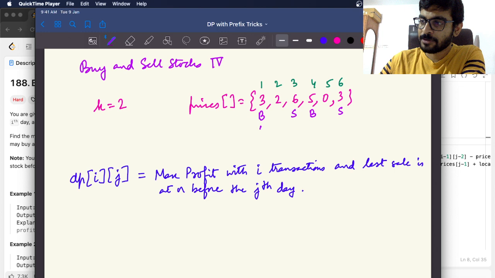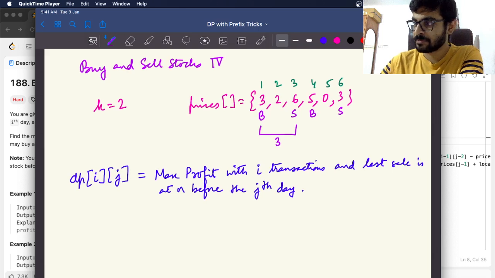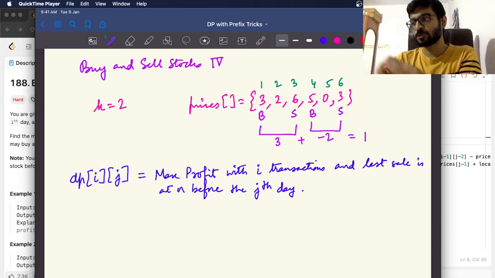So what is my profit? My profit of the first buy-to-sell is basically 3: 6 minus 3 is 3, sell minus buying. And the difference over here, 5 to 3, is basically minus 2. So when I add them, basically I get 1. That is my total profit.